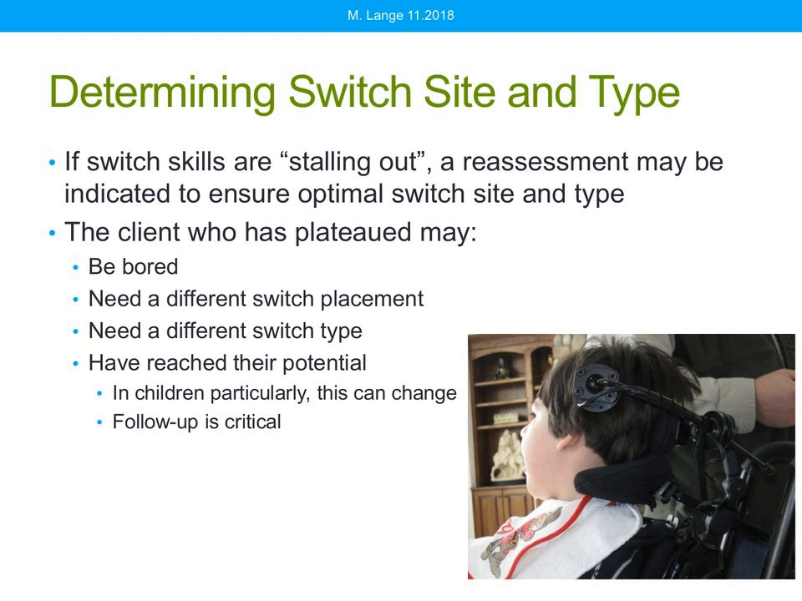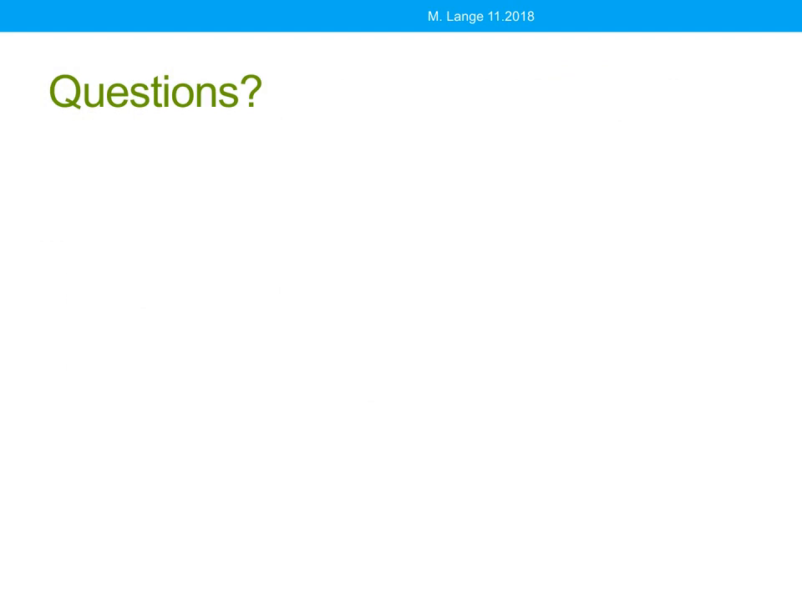Also keep in mind that if the client seems to be plateauing, it might be that they're bored. So we might have to change up the task, what we're having them control with this switch to maintain that interest level. Again, we may need to look at a different switch placement or type. And for some children, it might be that truly they have plateaued at this point, they've reached their potential. But remember, particularly in children, that this can change. So it's important that we follow up. This child might hang out on a plateau for a while and then truly be ready to move forward again.